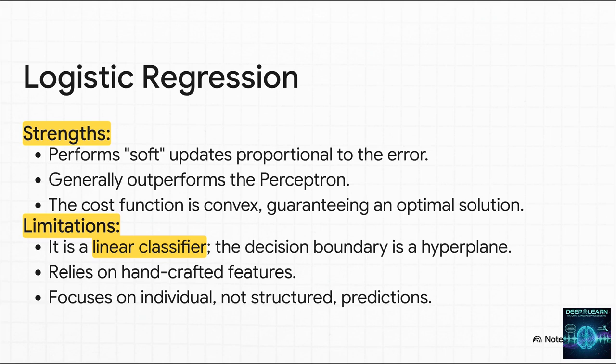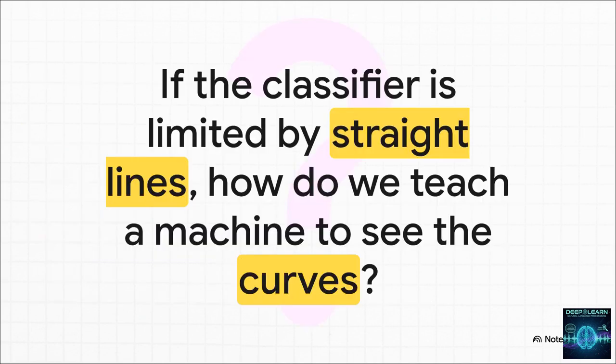But here's the big but. It is a linear classifier. And what that means is that no matter how smart it is, the line it draws to separate categories is always a straight line, or a flat plane if you're in more dimensions. And that leaves us with a really fascinating question to chew on. We've built this much smarter classifier that can learn in shades of gray, but its entire view of the world is limited to straight lines. And we all know that real-world data is messy, complex, and full of curves.